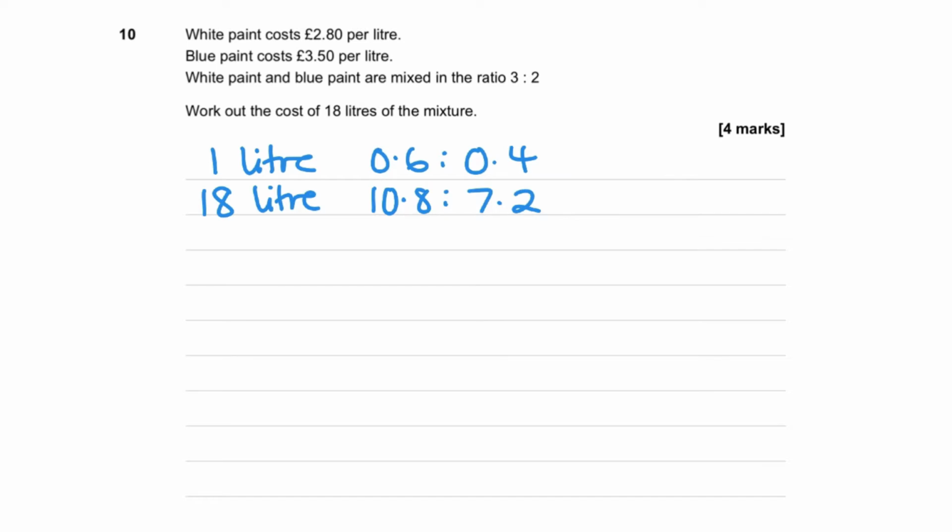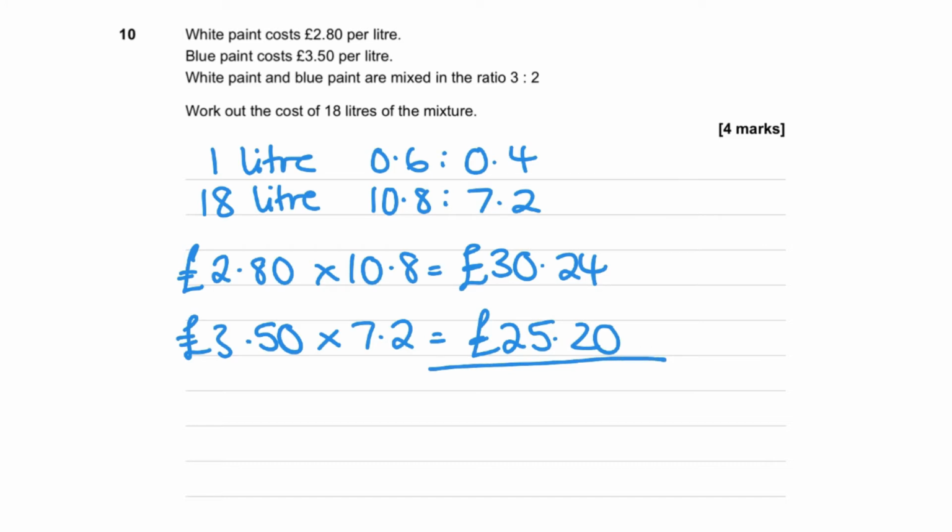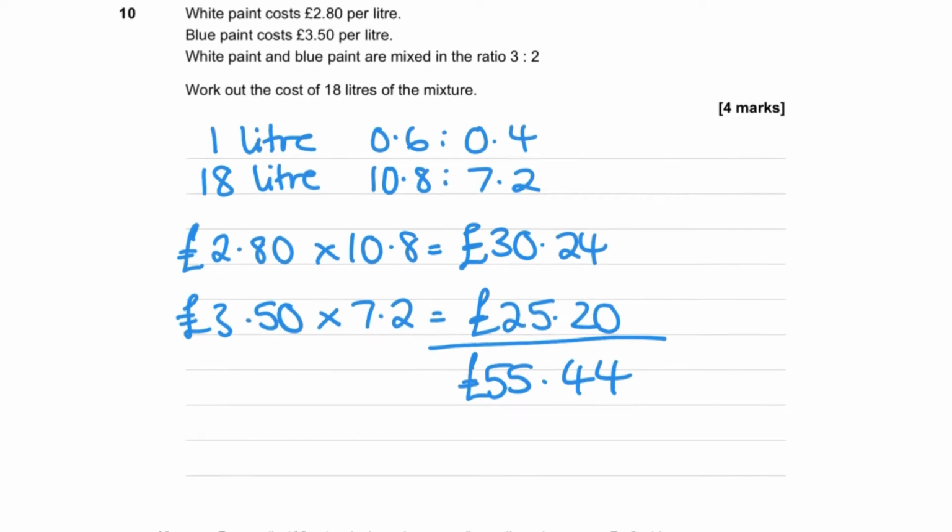So the white paint costs £2.80 per litre, so £2.80 times 10.8 litres is equal to £30.24. So £3.50 for our blue paint times 7.2 litres is going to equal £25.20. So totalling, that's going to equal £55.44 for all the 18 litres of the mixture.